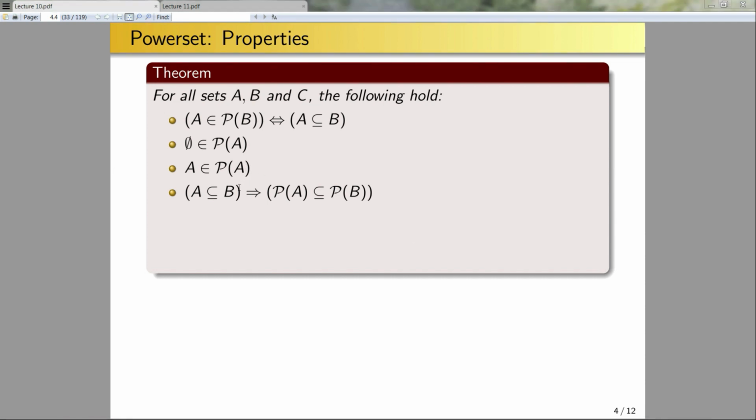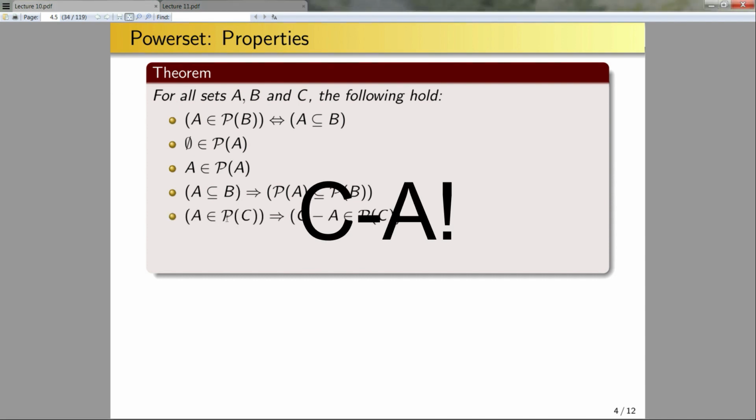If A is in the power set of C, then C minus A is in the power set of C. Well, why would this be true? The power set of C contains all of the subsets of C, and if A is a subset of C, then C minus A would also have to be a subset of C. That is essentially the argument that you need to make here, but you can, of course, make that a lot more formal than what I just said.